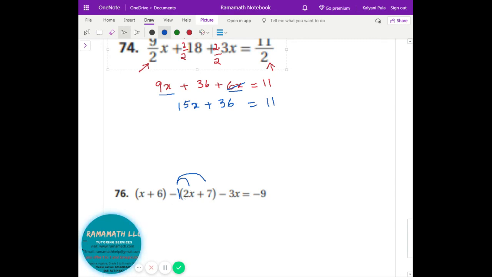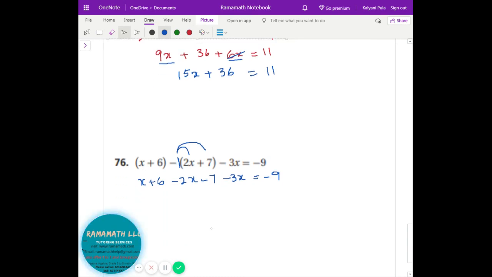So that's negative times 2 is negative 2x. And negative times positive is negative 7. And then minus 3x equal negative 9. And then here, x plus 6. This is the important part in this one. The distribution is important. And then you can look at the like terms. You can combine them and just do the math. It makes it easier for you guys.